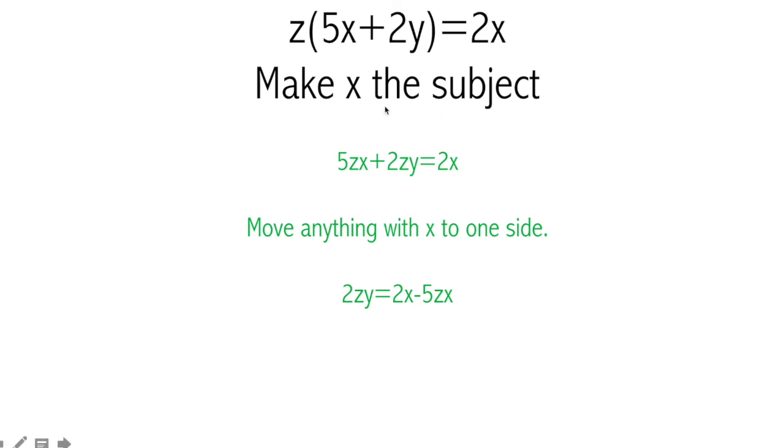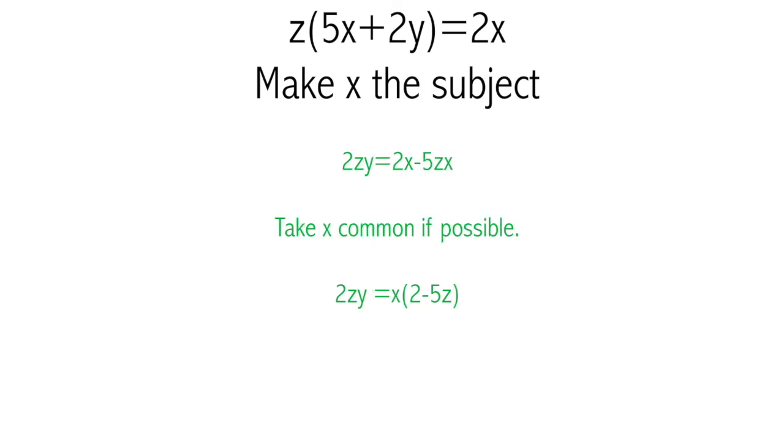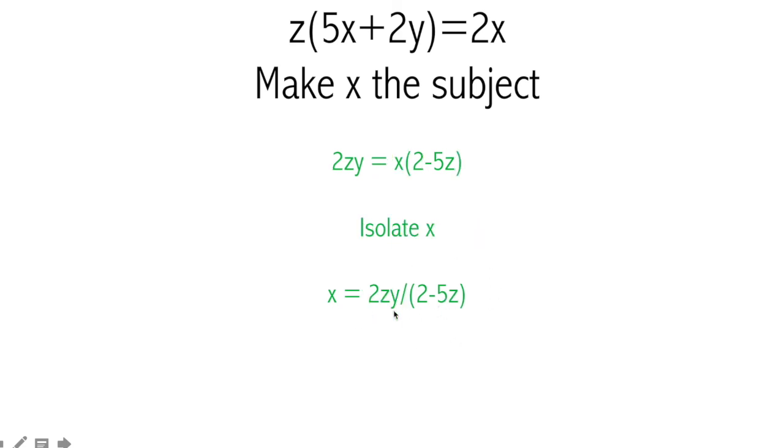You could have also moved 2x to this side and moved minus 2zy to the other side, making it minus 2zy. Then in order to isolate this x, we need to take it common. So we would end up with this. Finally, to isolate x completely, we would just divide both sides by the expression 2 minus 5z, and we would end up with this. And that is how you would make x the subject.